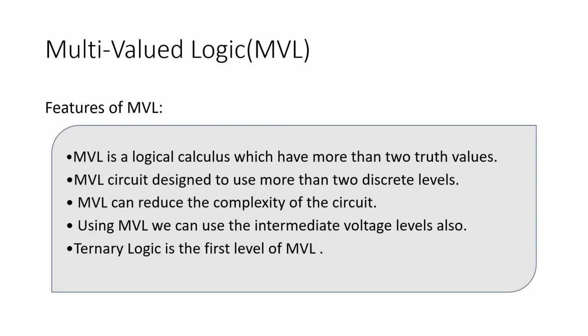As we have seen, binary logic only utilizes the maximum and minimum voltage levels and does not make use of intermediate voltage levels to represent or store the data. So here multi-valued logic comes into play. MVL uses more than two logic levels to represent the data, which makes use of intermediate voltage levels. One such multi-valued logic is the ternary logic.